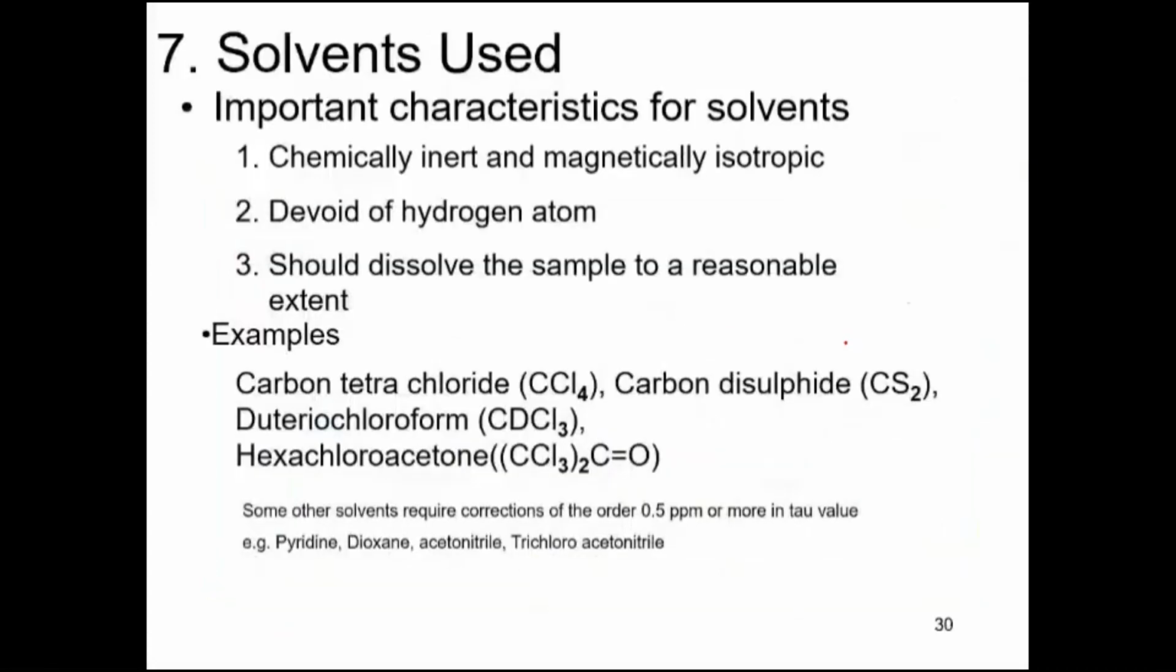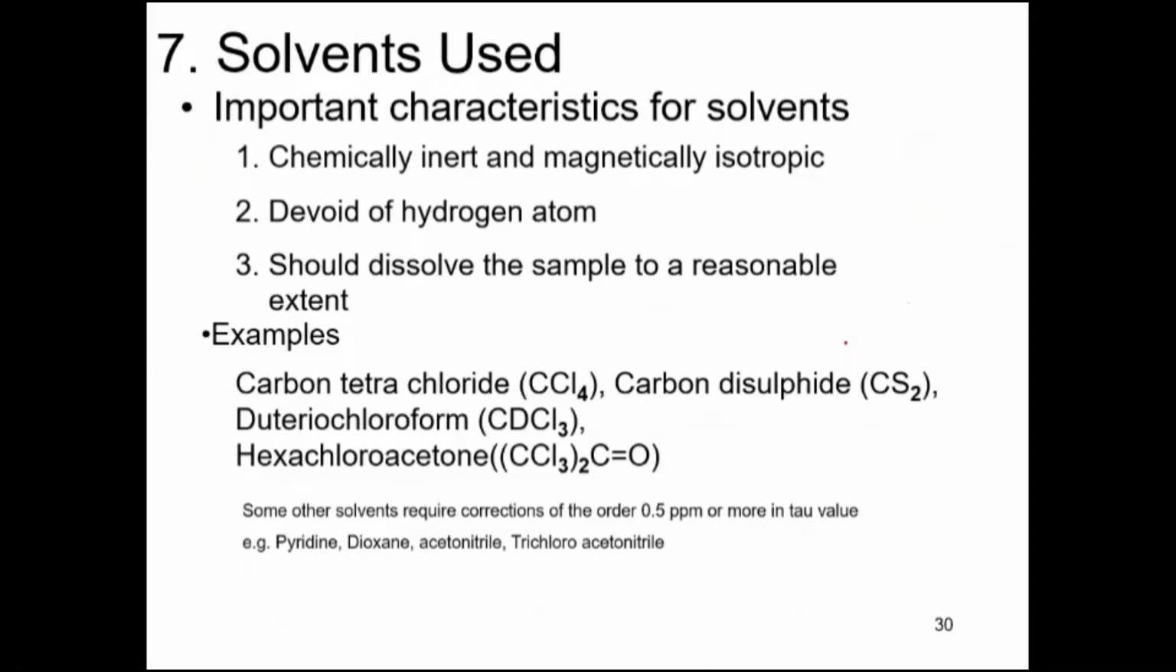This is your syllabus point, important, asked in exams several times: solvents used in NMR. As in any spectroscopic technique, let us first see the ideal characteristics of the solvents. They should be chemically inert and magnetically isotropic. Magnetically isotropic literally means they should not interfere with the induced magnetic field within the molecule. Then it should be devoid of any hydrogen atom. Why? Because if it contains hydrogen atoms, the solvent will have its own signal, which will interfere with the sample.